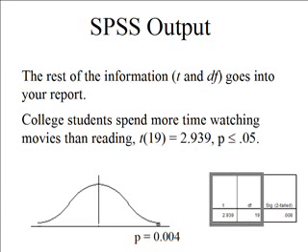The other pieces of information are going to need to go into the report. So we would say, college students spend more time watching movies than reading. t, and it's italicized since it's a statistic, and then in parentheses 19, that's our degrees of freedom, the df, is equal to 2.939. That's how many standard errors our sample mean of difference scores was from the expected value of 0, no difference, and probability less than or equal to 0.05.